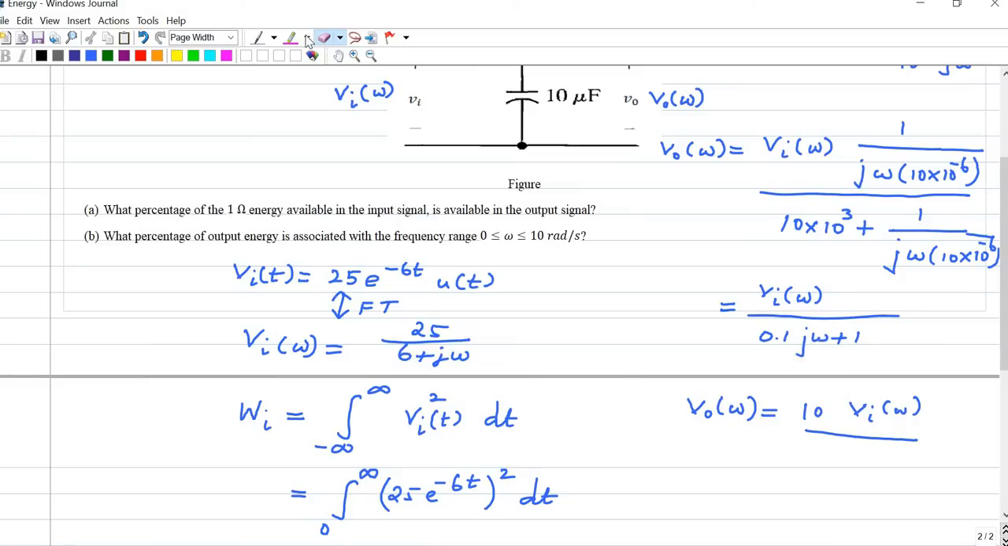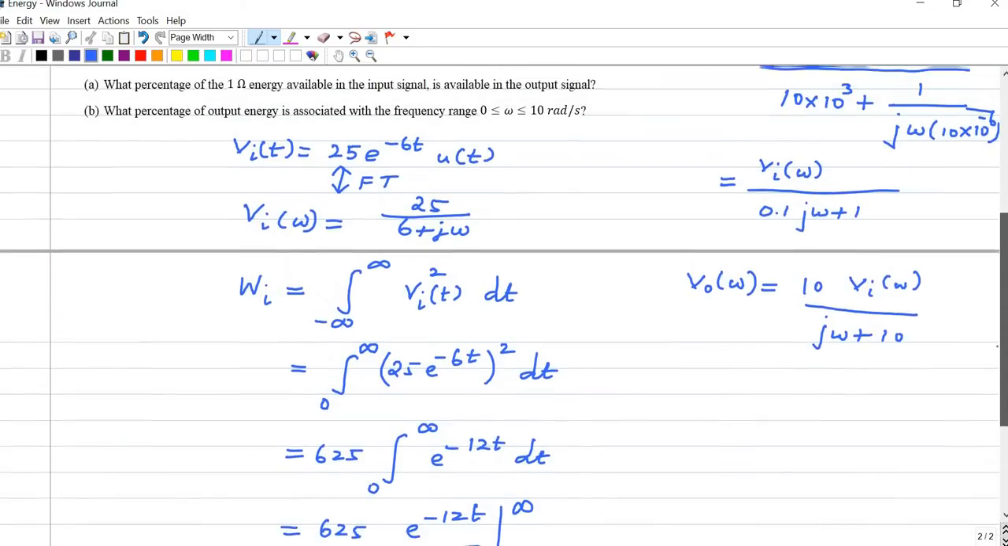What I'm doing, it's 0.1 only. What I'm doing, I'm just dividing the numerator and denominator by 0.1 because we have the standard format j omega plus a, something like that. So if I divide numerator by 0.1, I will get 10. Denominator I will get j omega plus 10. Is it correct, students? So now I will proceed from this.